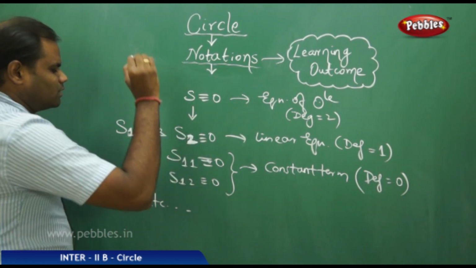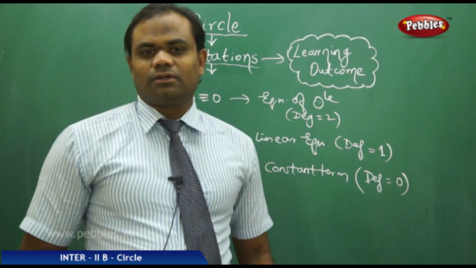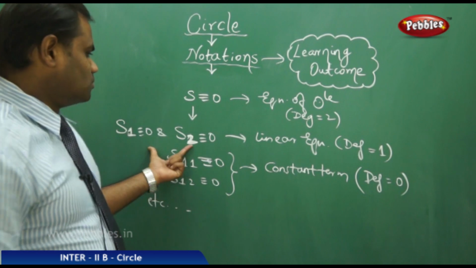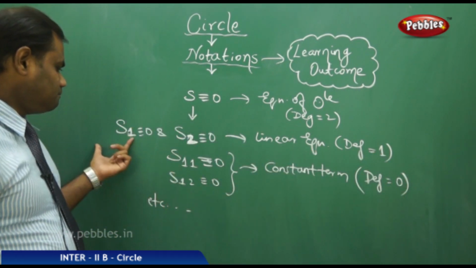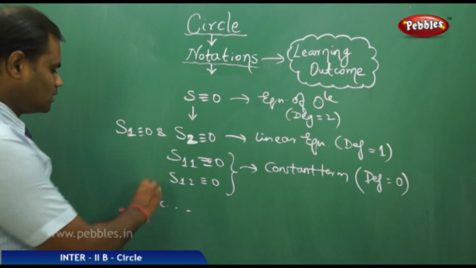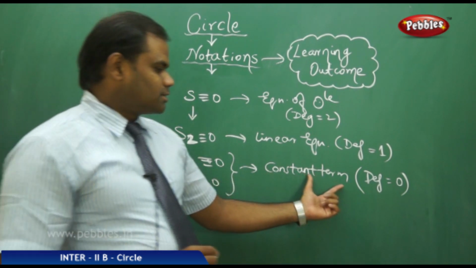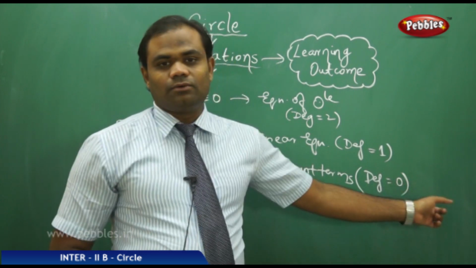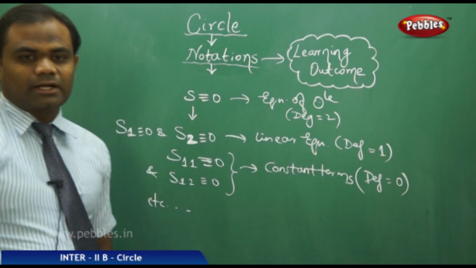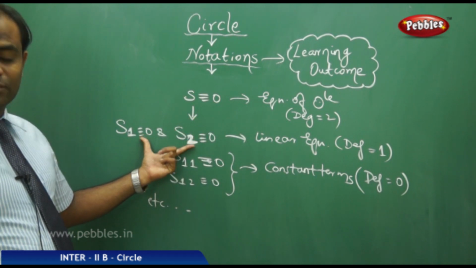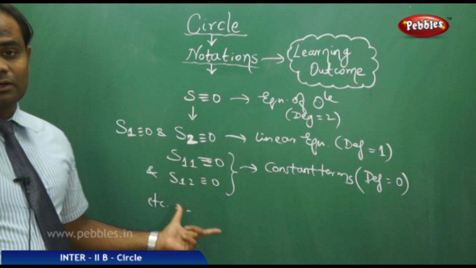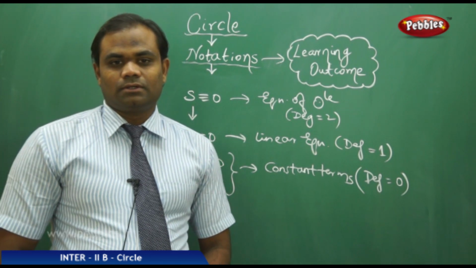This is how we understand the learning outcome of the notations S1, S2 and S11, S12 with all these notations. S1 and S2 are linear equations with degree equal to 1, which is a straight line, and S11 and S12 equal to 0 are constant terms with degree equal to 0. This is how we understand each of these. This is a circle, these two are linear equations, and these two are constant values.